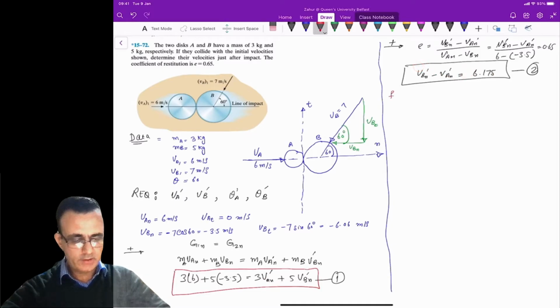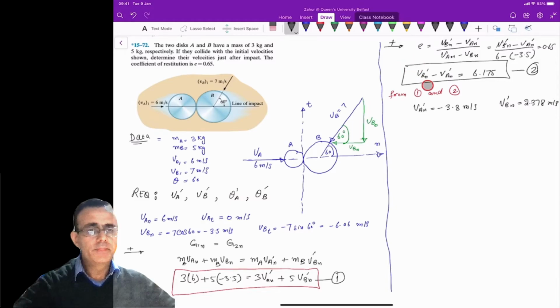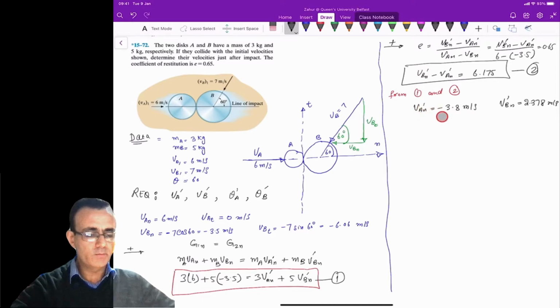So if you solve these two together, from equations 1 and 2, what we will get is VAn' equal to minus 3.8 meters per second, and VBn' will be equal to 2.378 meters per second. Now if you look at these values, VAn is negative and VBn is positive. So these equations will also provide you with the directions.